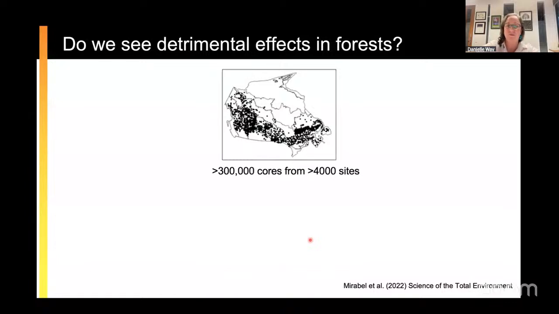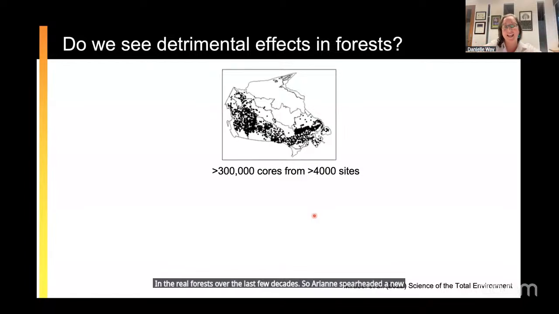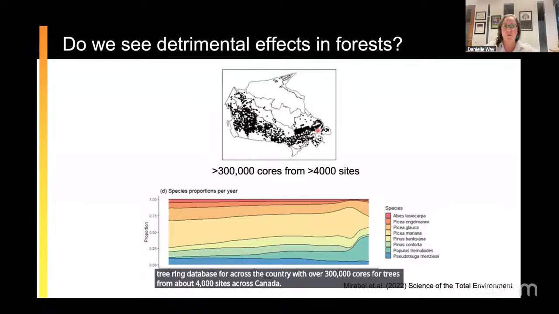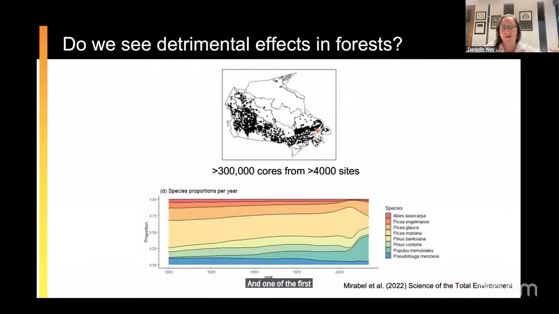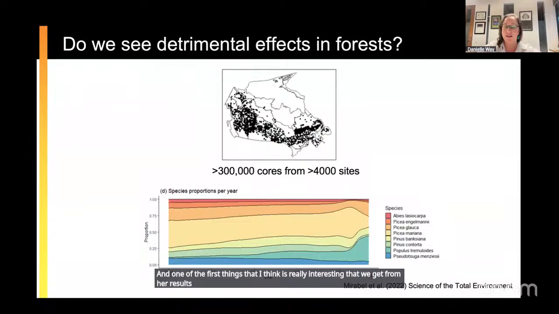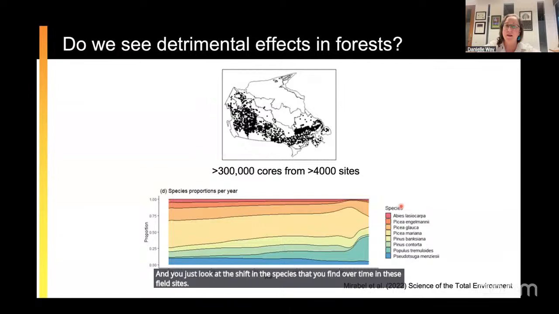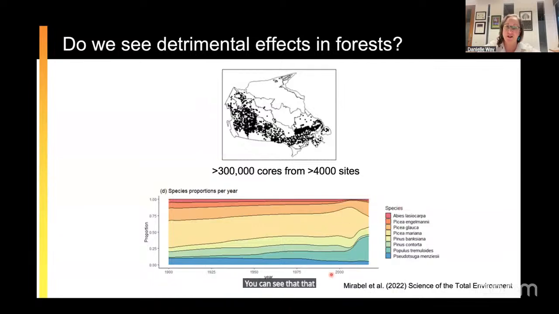So Achaïen spearheaded a new tree ring database for across the country with over 300,000 cores for trees from about 4,000 sites across Canada. And one of the first things that I think is really interesting that we get from her results is that if you look across the years where we can get data out of the rings, and you just look at the shift in the species that you find over time in these field sites, you can see that that's changed, especially in these 2000s.